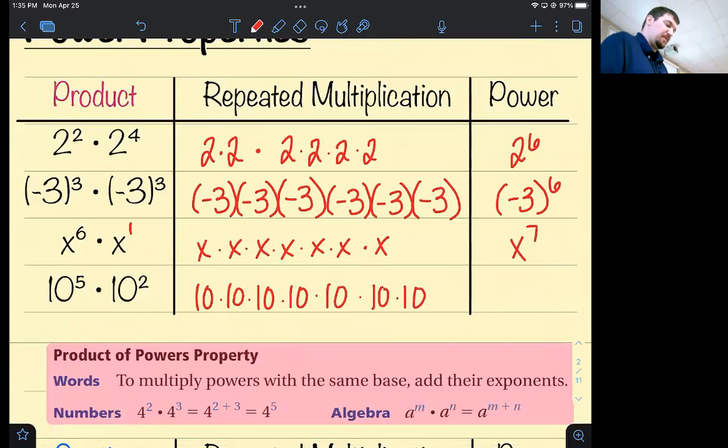Martin, how many 10s are being multiplied together? So I write 10 to the 7th. Good. Now, there's obviously a pattern here.